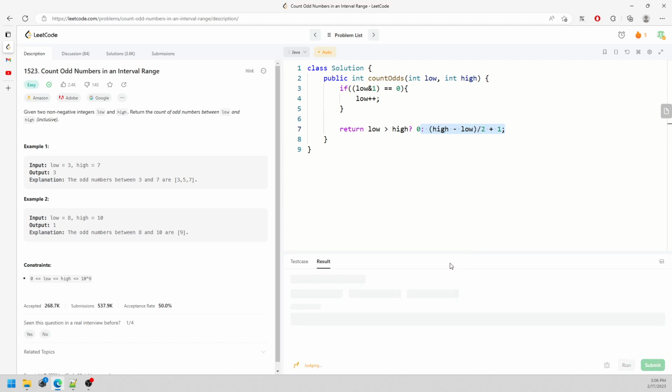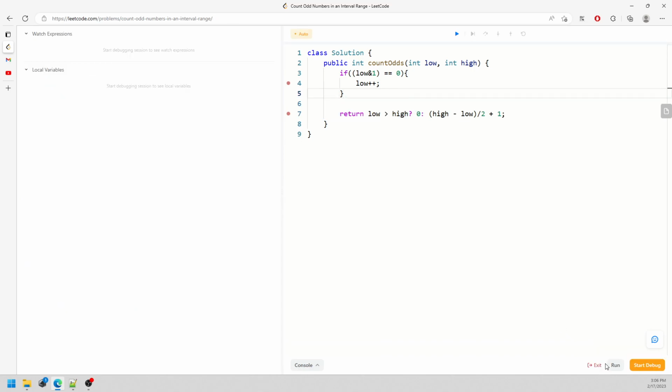So this is pretty much the solution. For the time and space, it's pretty straightforward. This is O of 1 for the time and space. So let's look at this. Debug mode, 3 and 7. Alright, start debugging. It should be really easy.